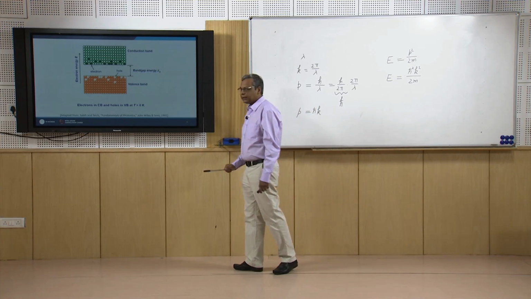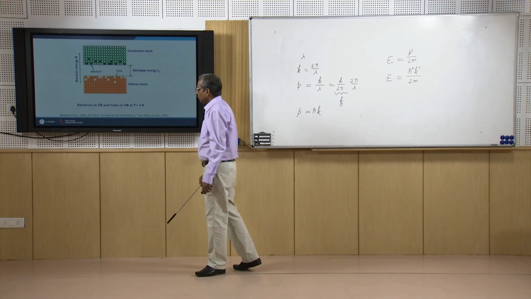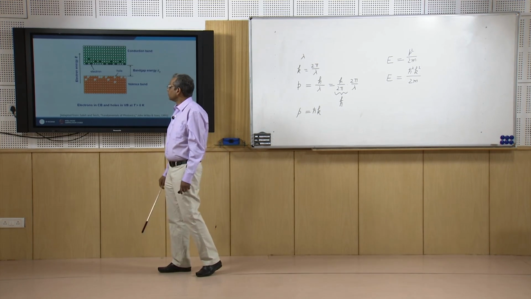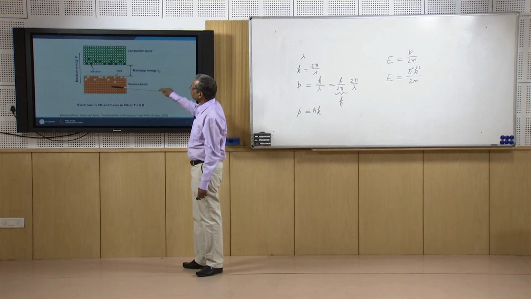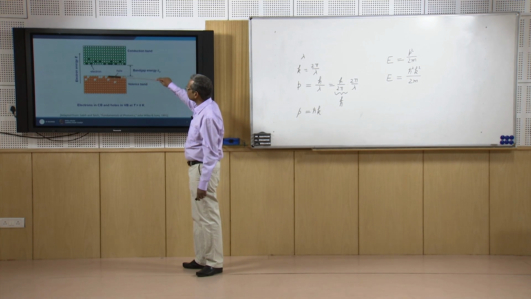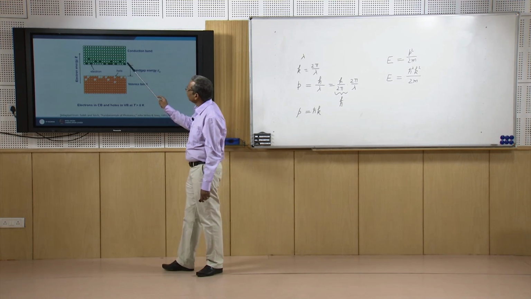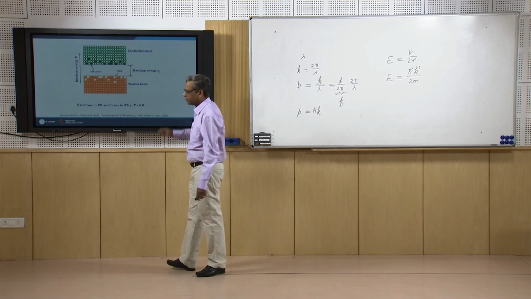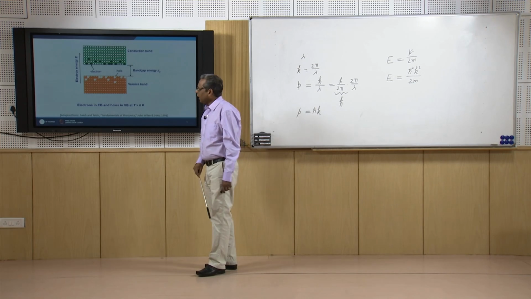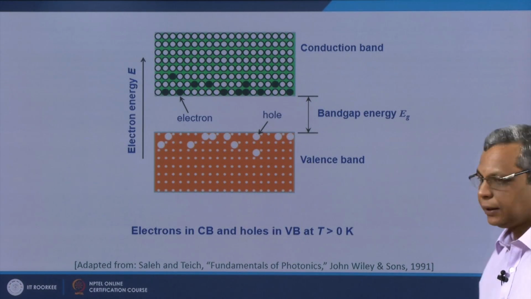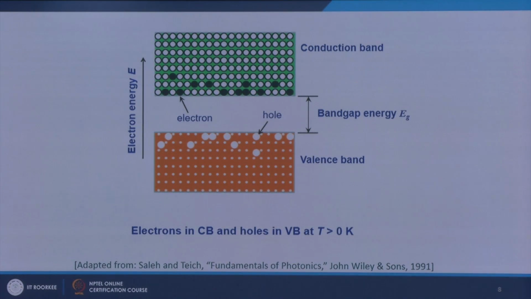However, if I raise the temperature of a semiconductor, then some of the electrons from valence band get thermally excited to the conduction band. So, now you have some electrons available in the conduction band and some vacancies are created in the valence band.